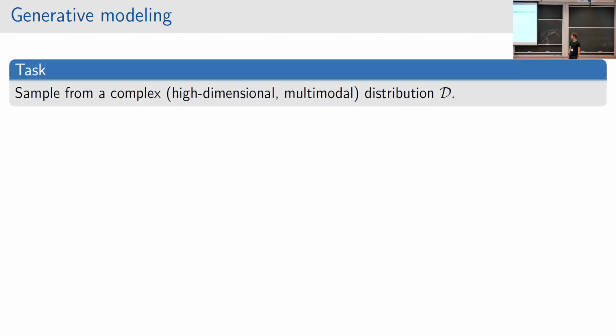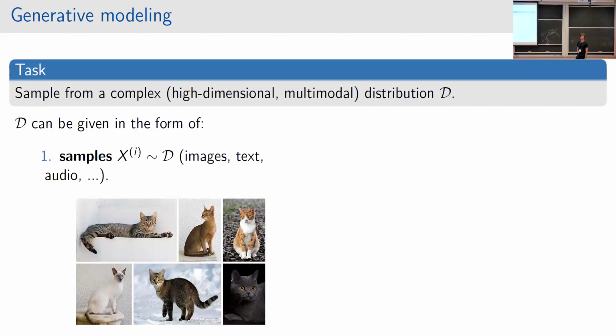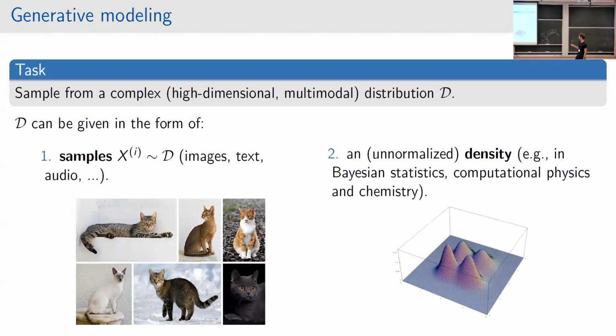So to set the stage, I think I don't have to explain much here again because we had 2 talks on this already. The task in generative modeling is to sample from a complex, potentially multimodal distribution D. And I would say one can distinguish in 2 settings. Either the distribution could be defined by a bunch of samples. So I could, for instance, have these images here, which are my samples that somehow define my distribution. Or I could have given an unnormalized density, which is probably more prominent in the sciences.